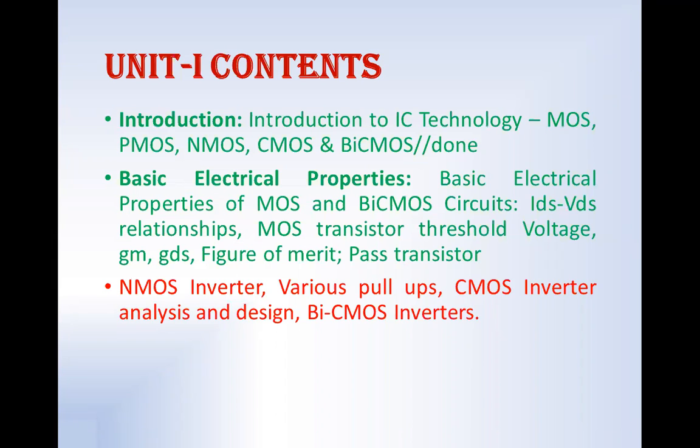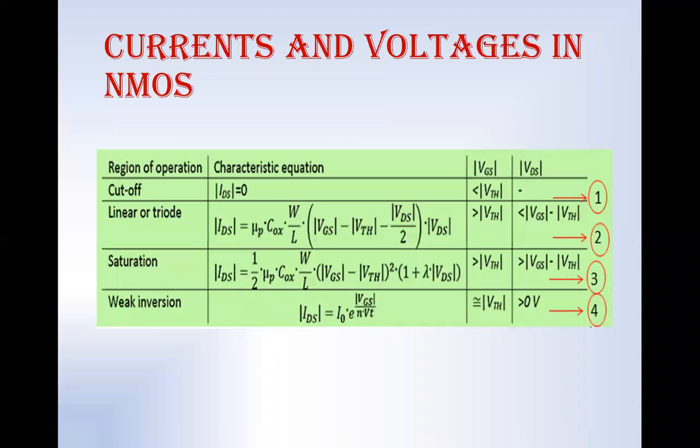Already we have discussed basic electrical properties related to NMOS and PMOS, their corresponding IDS VDS relationships, threshold voltage, transconductance, output conductance, and figure of merit parameters. Having the knowledge of pass transistor working, we are going to see the NMOS inverter. These are the input-output voltage and current relations we have seen in the previous lectures.